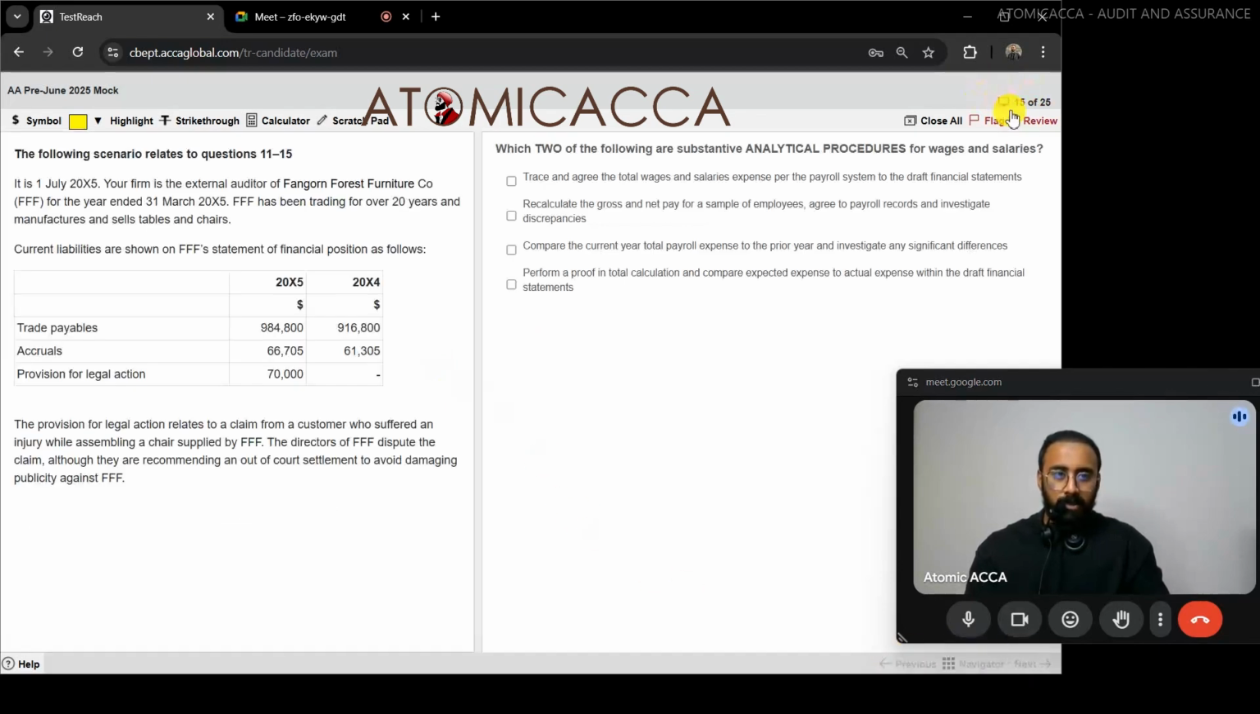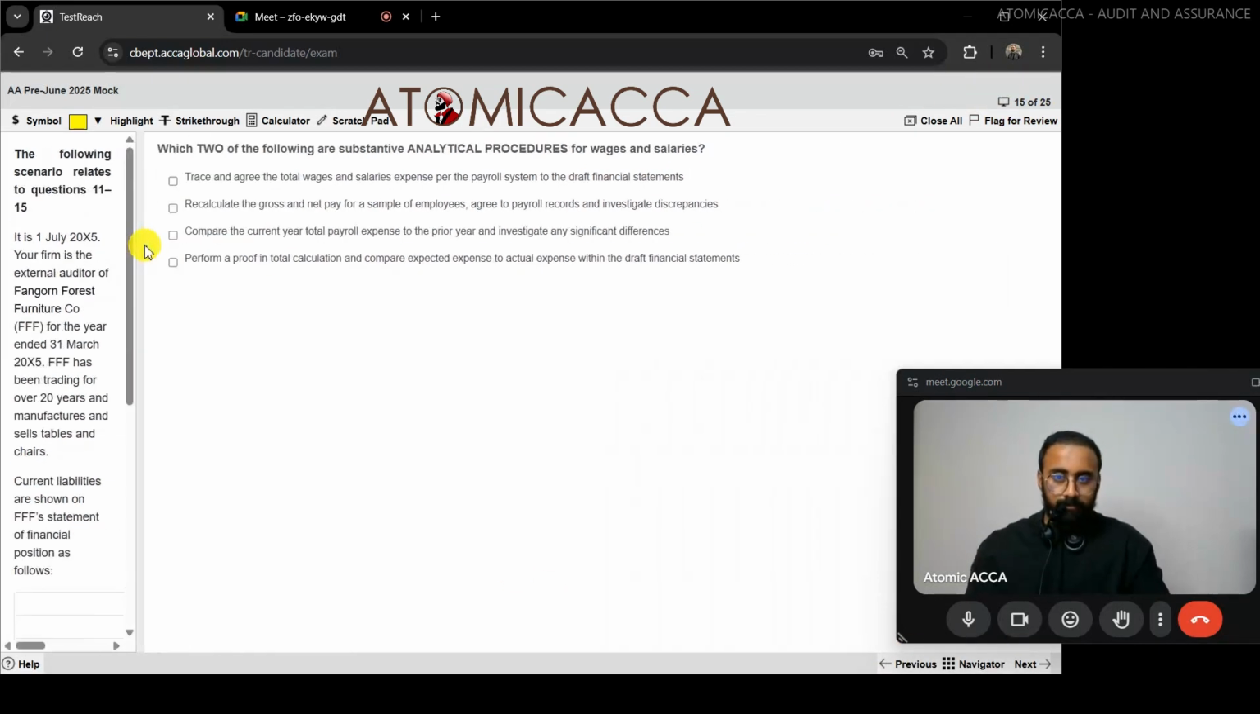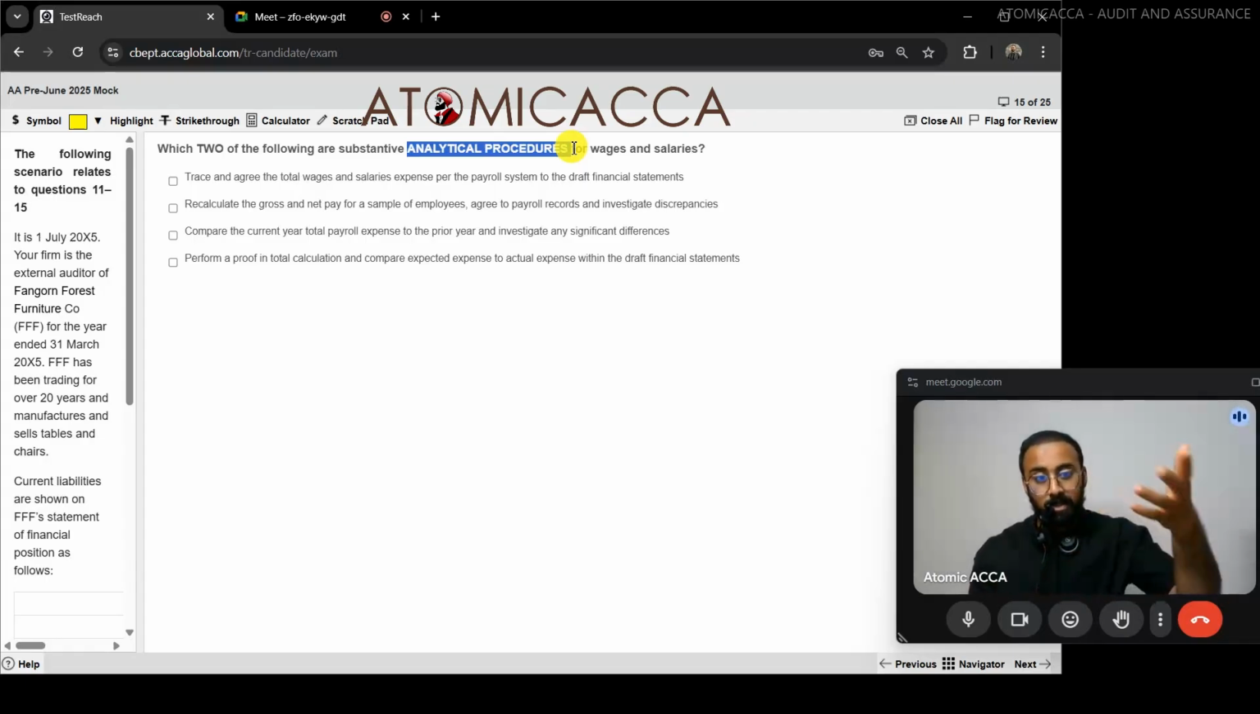Moving to the last, 15th question for our section A. Which of the following are substantive analytical procedures for wages and salary? What is an analytical procedure? You're doing some comparisons. Comparison between what? Maybe this year and last year figures, maybe this year's forecast figures and actual figures, maybe your figures and your competitors' figures, your figures and industry average. So all comparison is called analytical procedure.